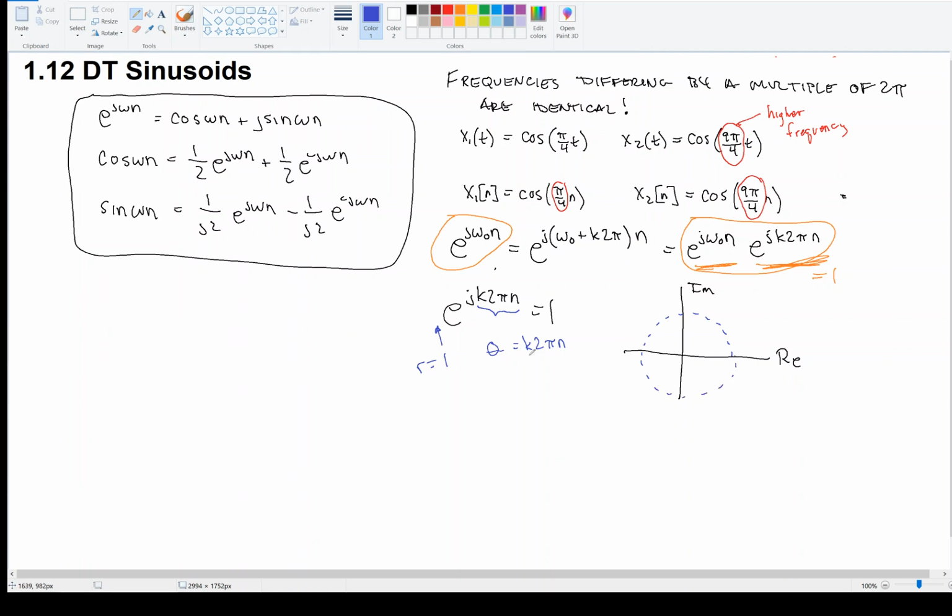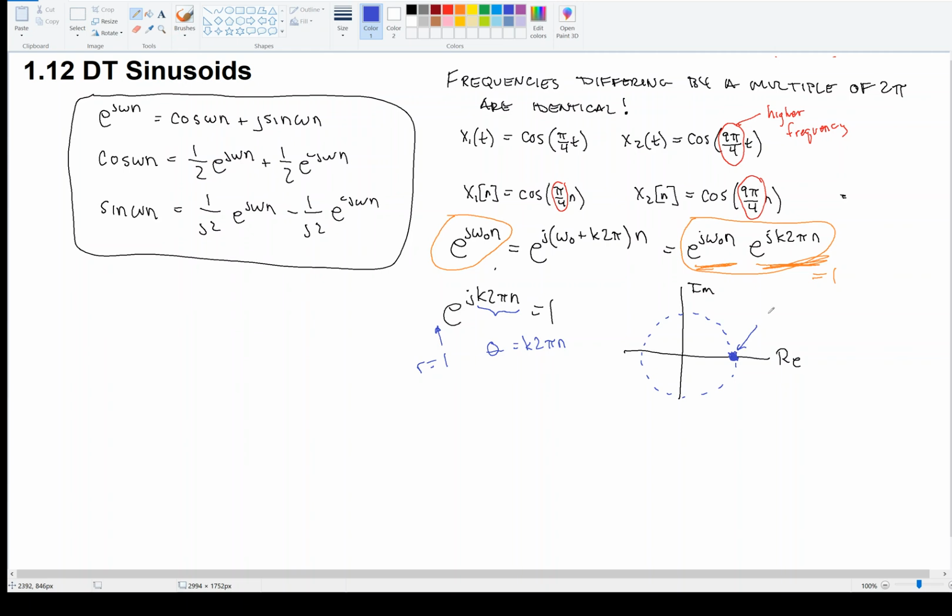And then this angle is k 2 pi n. Well, 2 pi is once around the circle. K is an integer, right? It's the multiple of 2 pi. So k is an integer, n is an integer, because we're in discrete time. So this is saying a multiple of 2 pi. You can go around the circle once and you're here. You can go around the circle twice and you're still here. Three times, or negative once or negative twice, and you're still here. So whatever value of k and whatever value of n puts you right here.